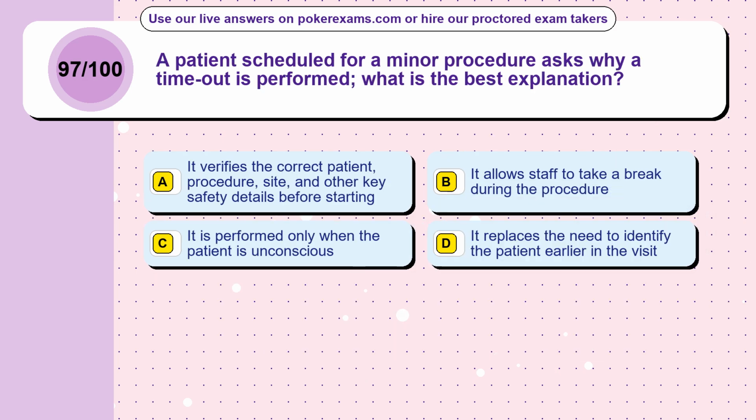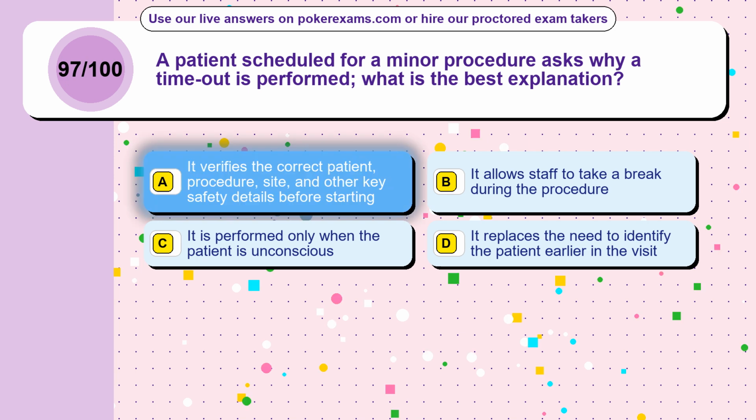Question 97. A patient scheduled for a minor procedure asks why a timeout is performed. What is the best explanation? Option A. It verifies the correct patient, procedure, site, and other key safety details before starting. Option B. It allows staff to take a break during the procedure. Option C. It is performed only when the patient is unconscious. Option D. It replaces the need to identify the patient earlier in the visit.